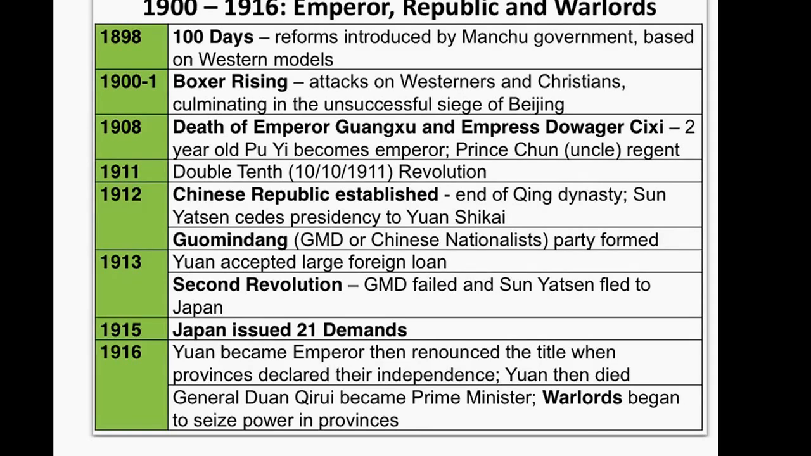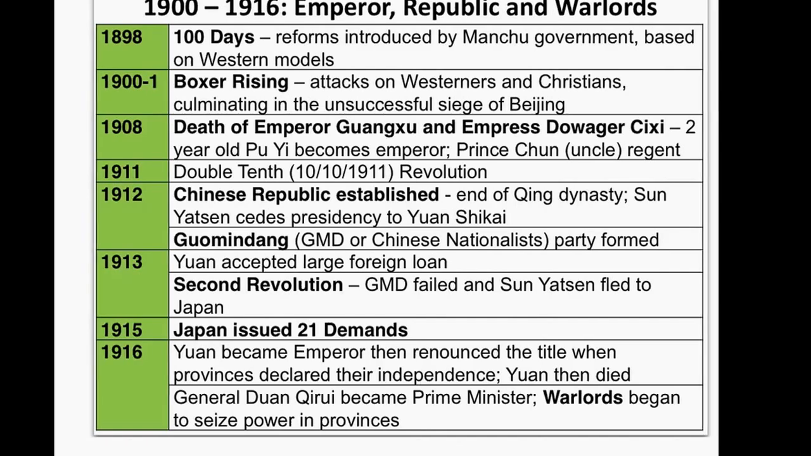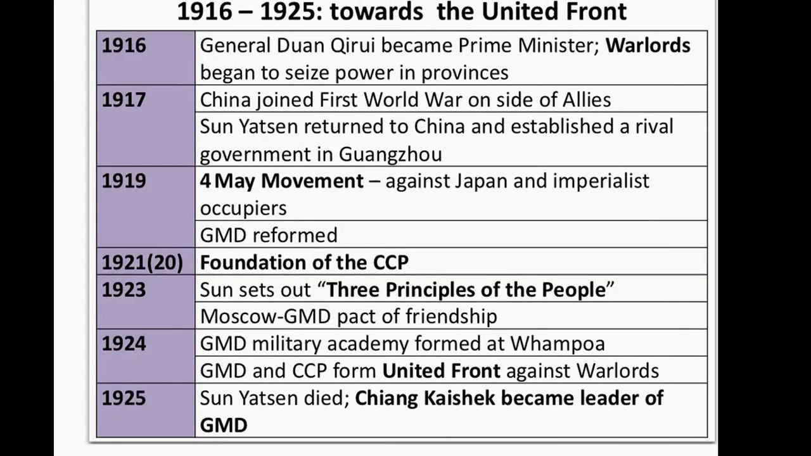The Double Tenth Revolution of 1911 led eventually to the collapse of Imperial China and the establishment of a Chinese Republic. Yuan Shikai, the new president, found it increasingly difficult to maintain control over China, and accepting large foreign loans, therefore putting him further into debt with Western powers, did nothing to improve his popularity. However, the Second Revolution of 1913 failed to dislodge him, and he was forced to accept Japan's 21 demands, which included control of various areas of China. Declaring himself emperor in 1916 made the situation worse, and when he died in 1916, the warlords began to seize power in the provinces. From 1916, China descends into warlordism.